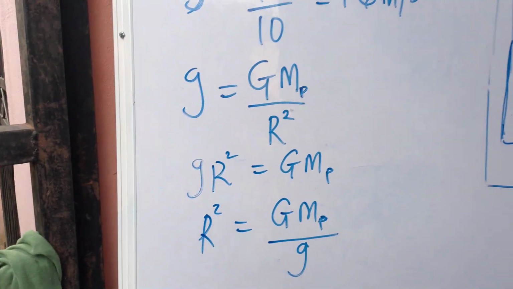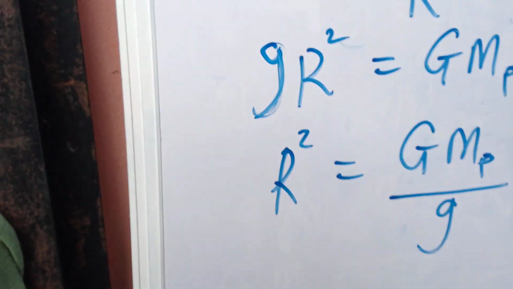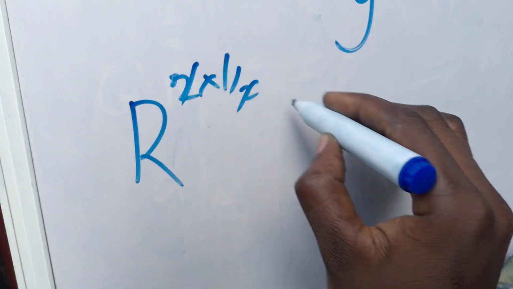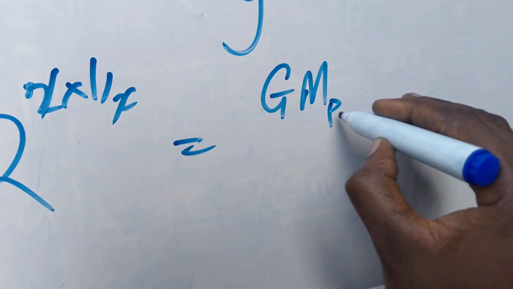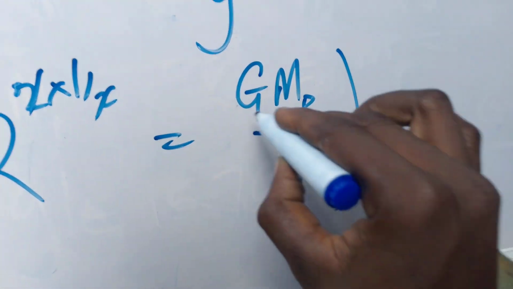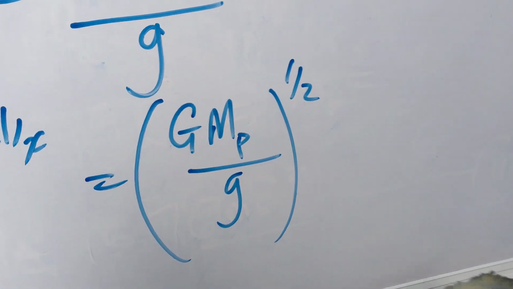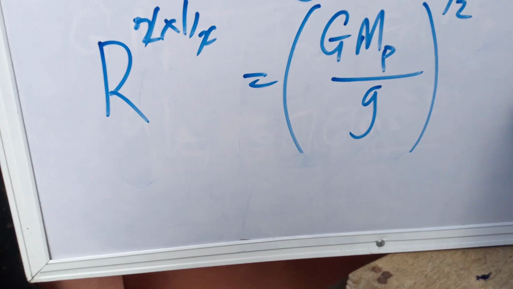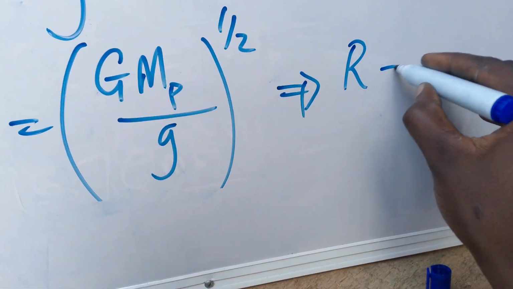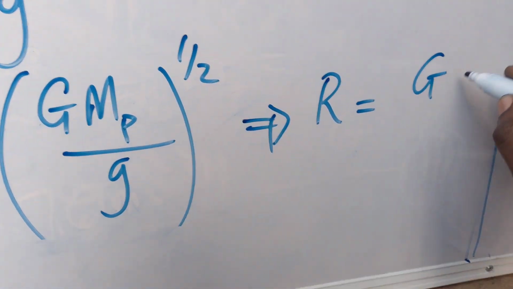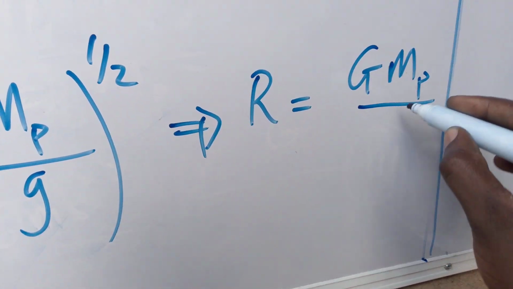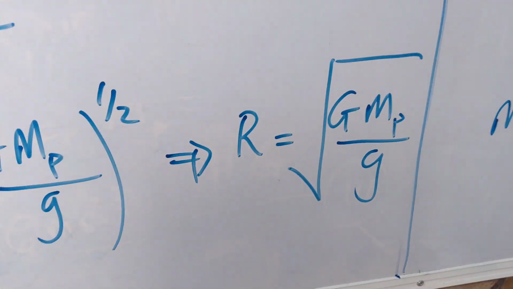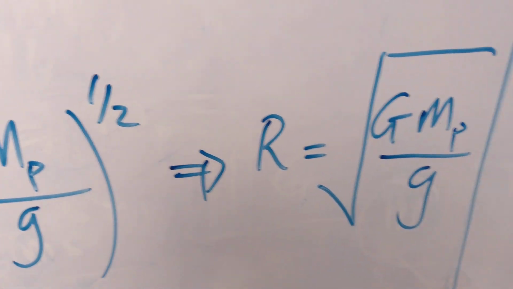If I take the square root of both sides, I'm having that r square raised to half equals G m_p over g all raised to the power of half. So I will get that r is equal to the square root of G m_p over g. That is the radius of that planet given by this formula.